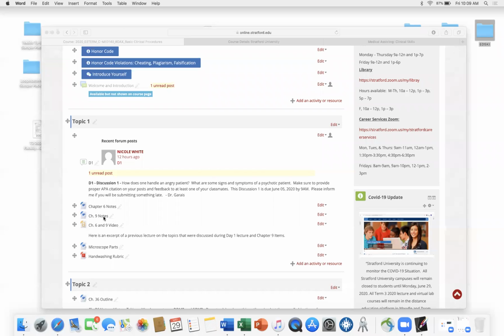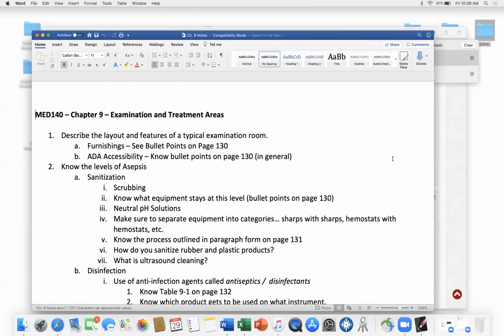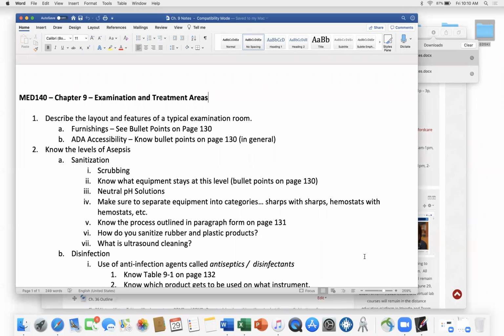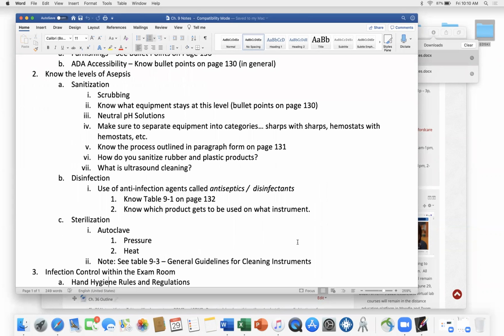Let's go over chapter 9. Now, the furnishing, the Americans with Disabilities Act, and accessibility stuff, you could read that on your own. That's pretty straightforward. What's golden in chapter 9 is this: sanitization, disinfection, and sterilization, the 3 levels of asepsis. In order to get to sterilization, the autoclave, you have to go through level 1, then level 2, then to sterilization.